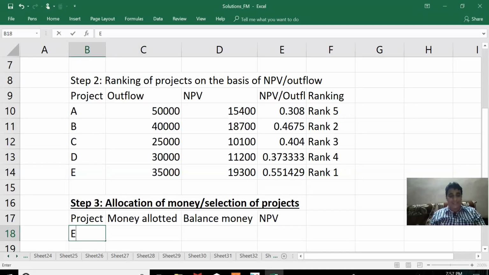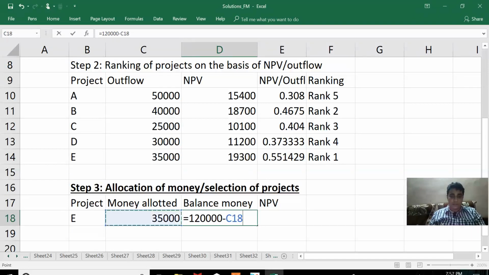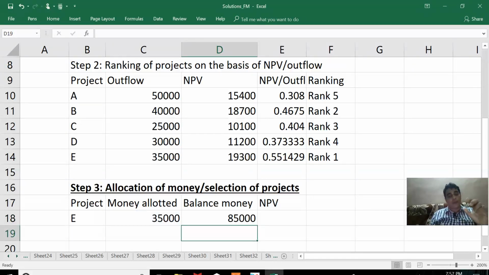So I start with E. E, I allot 35,000. 35,000 goes in E. I'm left with a money of 85,000. I had 1,20,000 of money to do the investment. In that, 35,000 has gone for project E, which is the rank 1 project. Balance money left over is 85,000. Now what NPV does this give? This gives me an NPV of 19,300. Started with rank 1, allotted 35,000, leftover money of 85,000, NPV of 19,300.